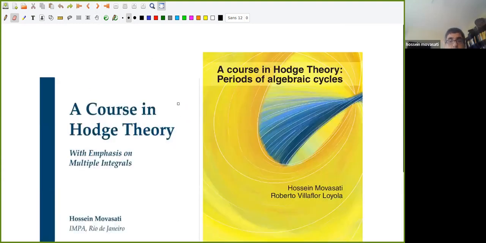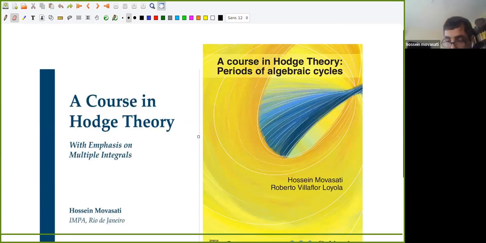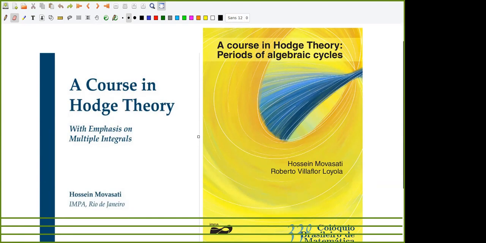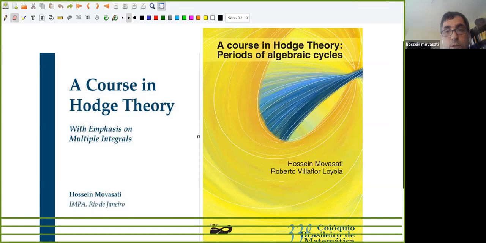I started to write two books. The first book is published by International Press. The second book is a Brazilian colloquium. There are a lot of things to tell, but I will try to focus on one of the main goals of the whole project, which contains these two books.